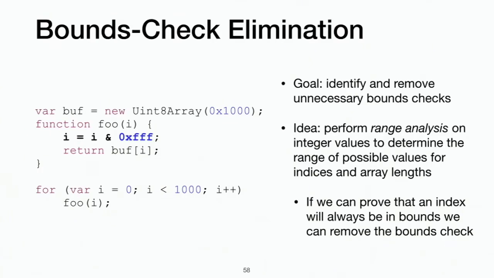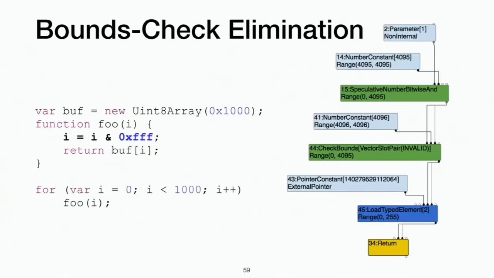The idea is to perform what is called range analysis. So essentially track all the possible value ranges of integers in the intermediate code. And then if it can prove that an index will always be in bounds, so it knows the range of the index, it knows the range of the array length. So if the biggest index is always less than the least array length, then it can eliminate the bounds check. So we can kind of see that here.